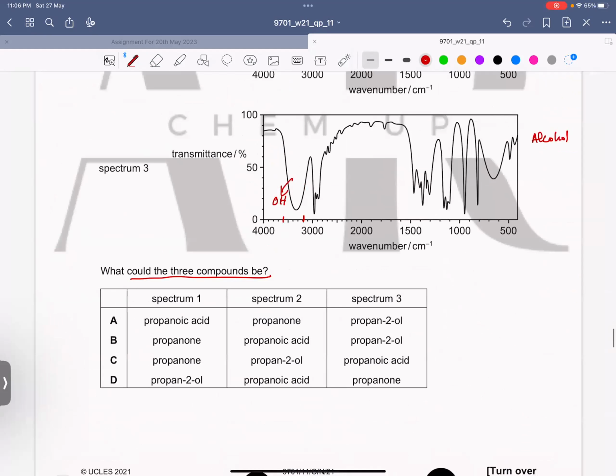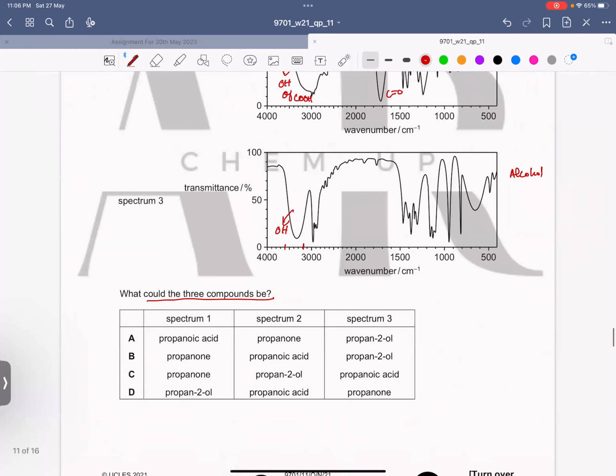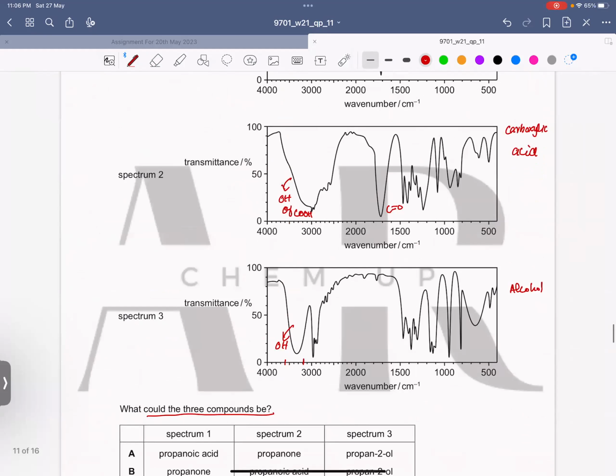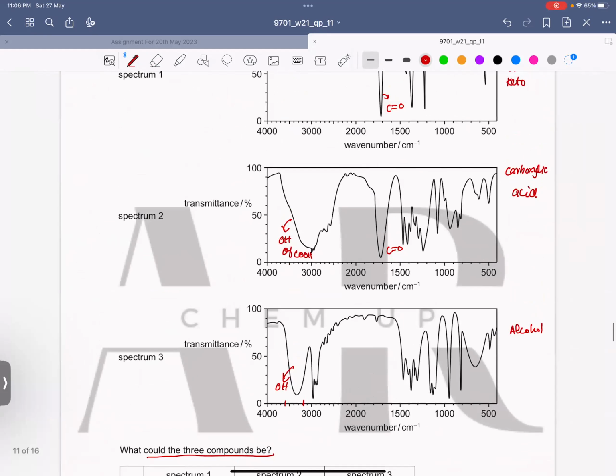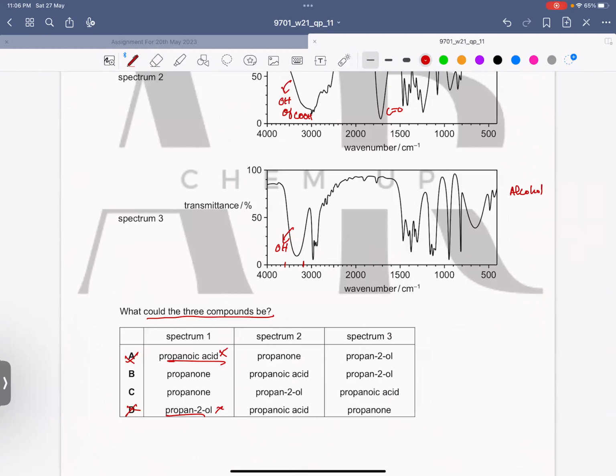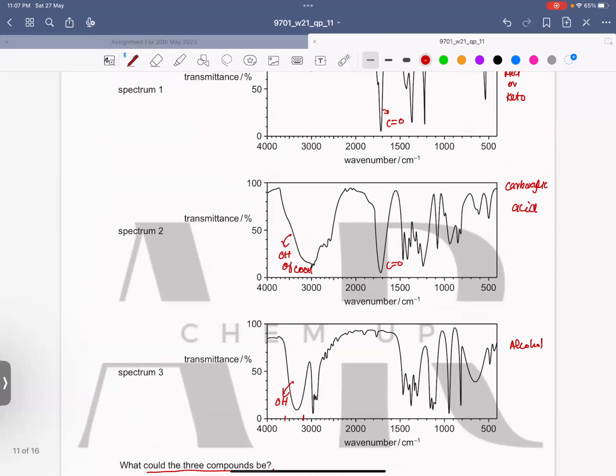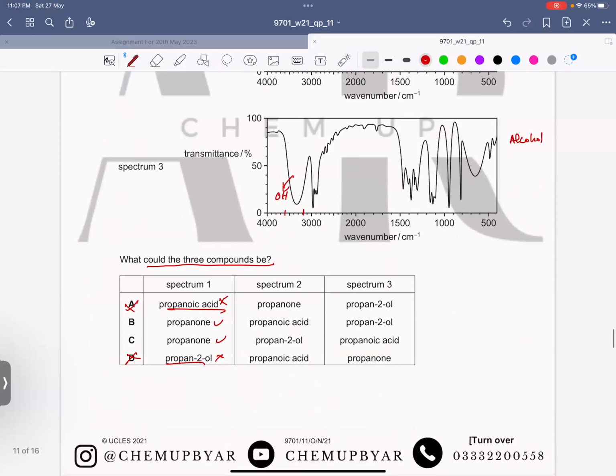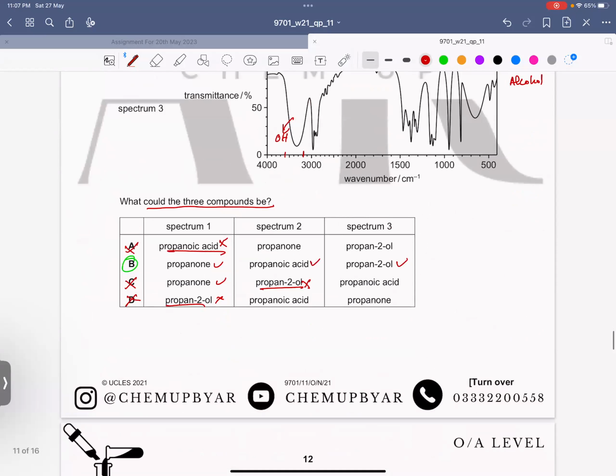Spectrum 1 is of an aldehyde or ketone. So D and A go wrong due to these 2. So it can be propanal. Then spectrum 2 is of a carboxylic acid. Here it's written propan-2-ol, so C goes wrong. It means B is the correct answer. Here we are getting acid and here we are getting alcohol. So section A is completed.